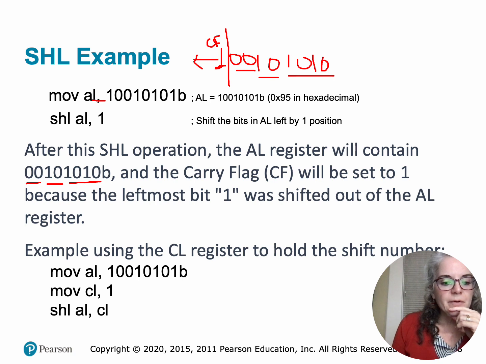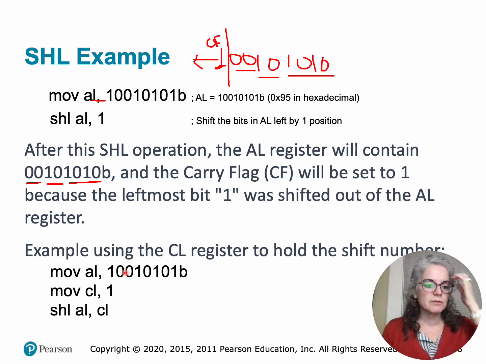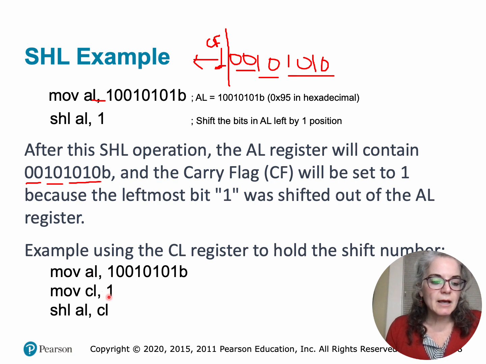Here at the bottom, we're looking at an example using the CL register. All we did was use the same binary number, moved it into AL, and then moved 1 into CL, and then just used CL in the SHL instruction. Same thing, but just using the CL register.